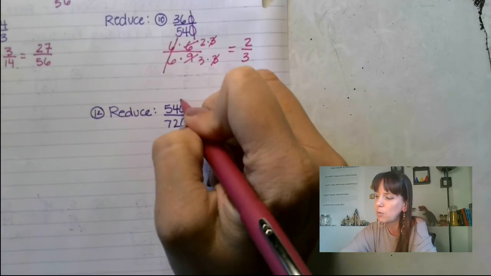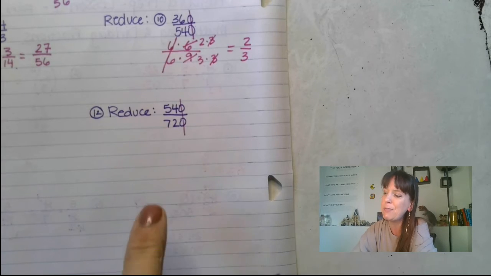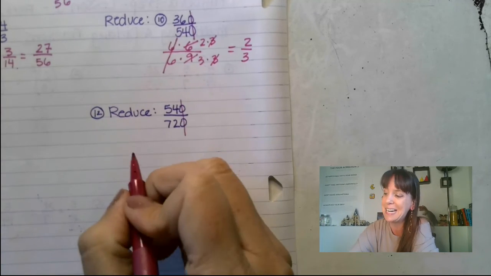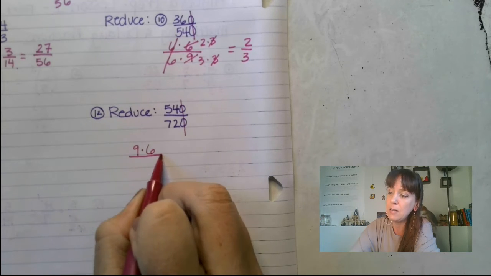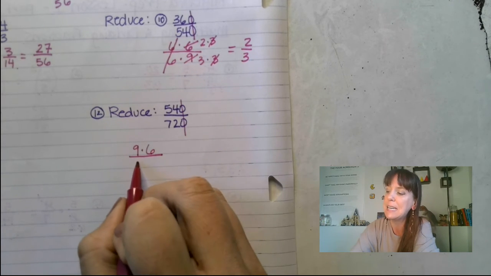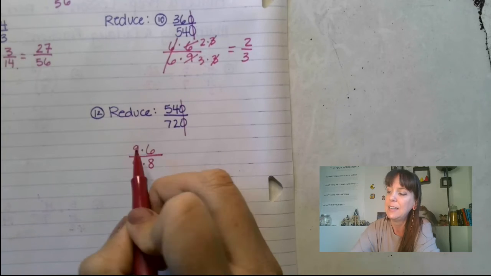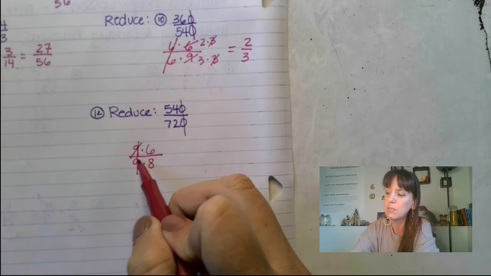All right, same thing over here. Lob those zeros off. Get rid of those. 54. Okay, we just did that one up here. It's 9 times 6. Downstairs, 72 is 9 times 8. Lob those 9's off, and I have 6 and 8.